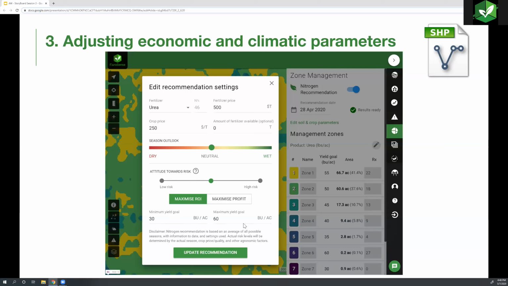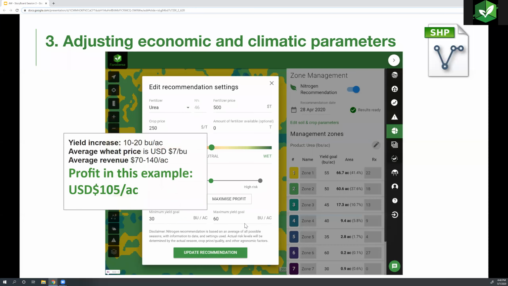As you can see here, this is the case where we're able to input as well the minimum and the maximum yield. In this scenario, we were trying to push the crop for an extra 20% production. So we wanted to increase the yield. This recommendation is based on wanting to increase the yield 10 to 20 bushels per acre. With an average spring wheat price of about $7 a bushel, the average revenue would be $70 to $140 an acre. So in this example, we're going to increase the profitability, making about $105 more per acre.